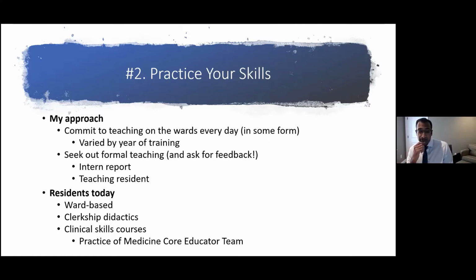There may be an opportunity to teach there. And then the clinical skills courses, I've mentioned the practice of medicine course, the clinical skills course for the first year students in the pathways at HMS. Great opportunity to teach. And it's now a more formal thing.